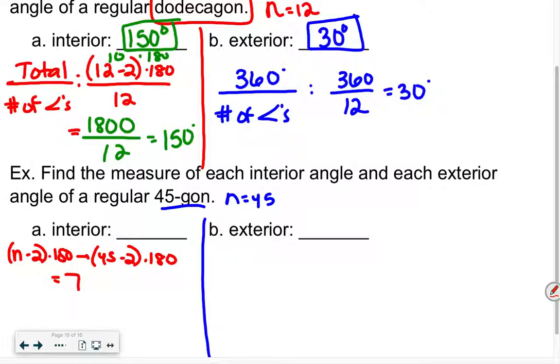Nice and loud, because I can't hear. 7,740. Like that? Okay. And divide by how many angles it has. How many angles does a 45-gon have? 45. Yeah, make sure you use the original n, not after you've minus 2. So that's going to be a number really close to 180 if we do this right. What's 7,740 divided by 45? 172?